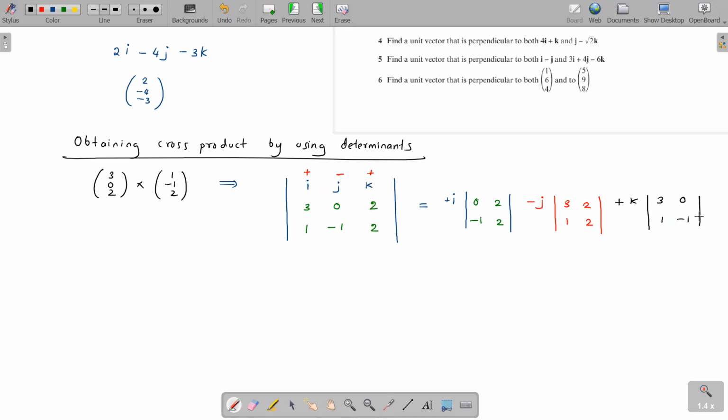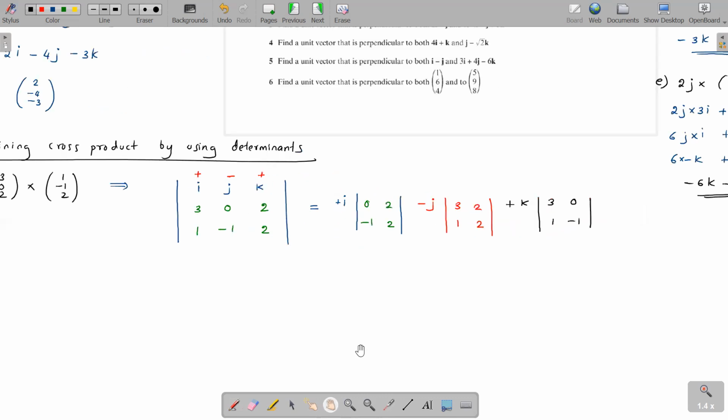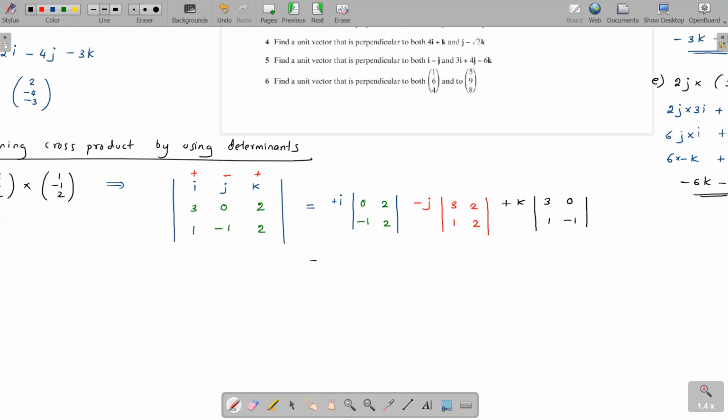Okay, so now what you do is quite simple. Now you can see we have 3 sets of 2 by 2 matrices here, right? Take the determinant of these 2 by 2 matrices. You know how to take the determinant of a 2 by 2 matrix, right? So what do we get here? i times, inside the bracket, you first multiply along the main diagonal. So 0 times 2 is 0, then comes minus in the middle. Minus 1 into 2 is minus 2.